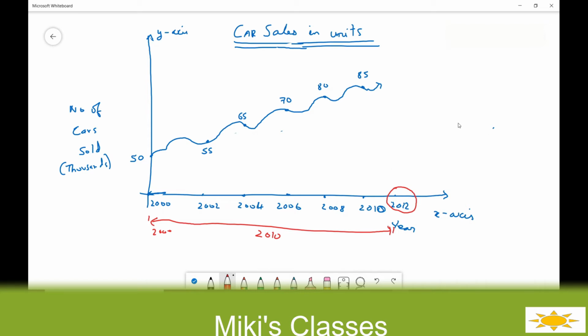So this is what is called time series forecasting. The important thing you need to observe over here is that we have just used one variable. This is called the dependent variable, and this is called the independent variable. What is on the x-axis is called the independent variable.